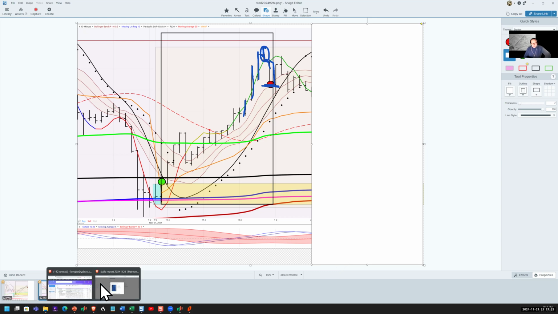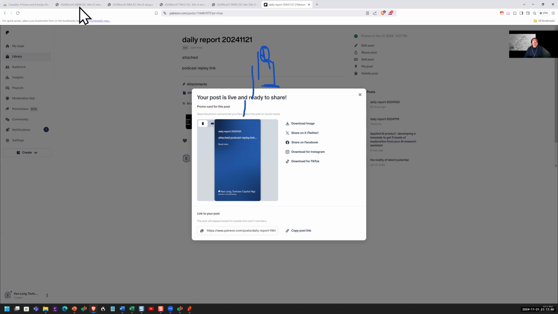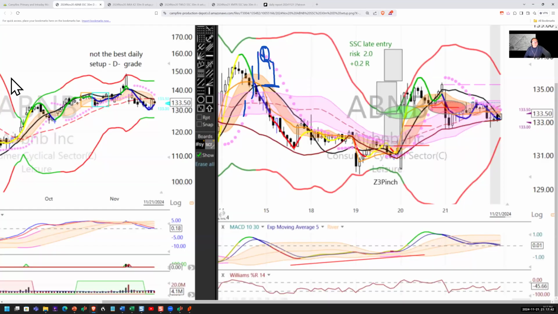We had some swing trades posted. Let's see if we can find these. All righty. These are from Tim. All right, he's got a split screen here. This is his daily bars over here.